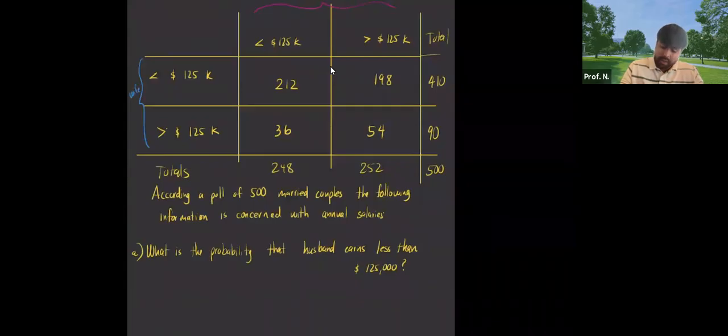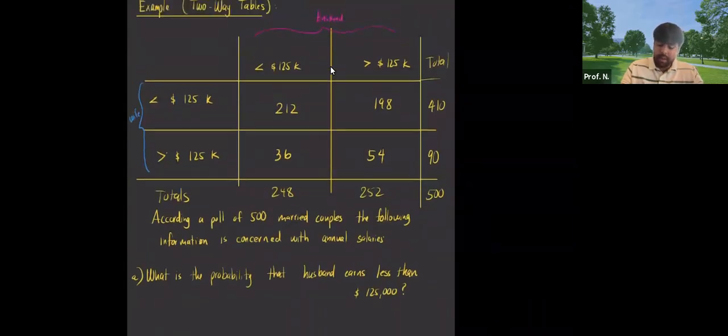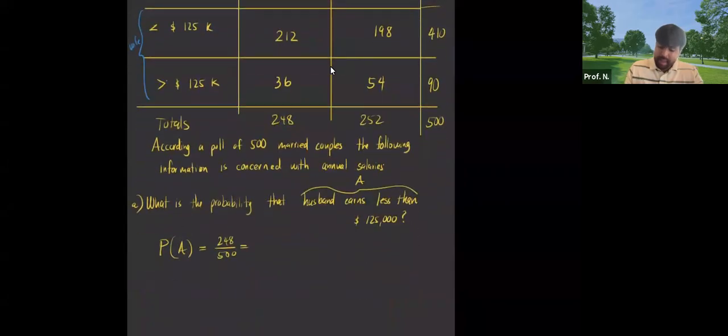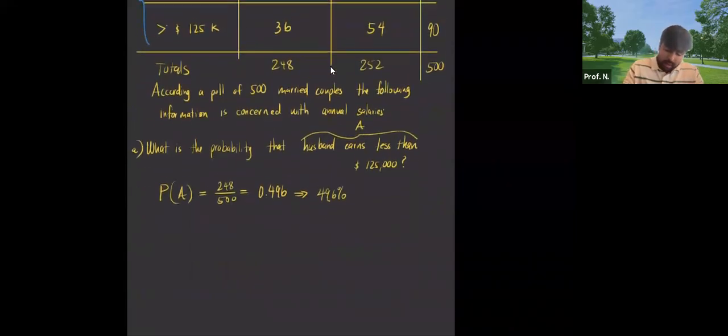Okay, so now once I have this, what's the probability that the husband earns less than 125K? Well, how many people are under that category? There's a total of, so I'm gonna call this whole thing A, okay? So what's the probability of this being A? Well, this is 248 out of 500. Whatever that number is, for now, you can leave it that way, or you can write it as a decimal. It's 0.496, and if you want, you can write this as 49.6%. So 49.6% of the husbands from this poll make less than 125K. So that's not that hard, right?